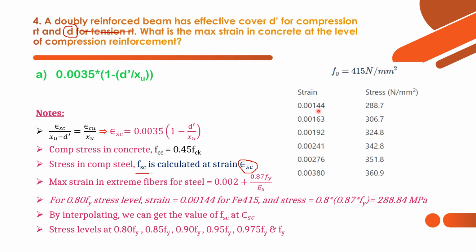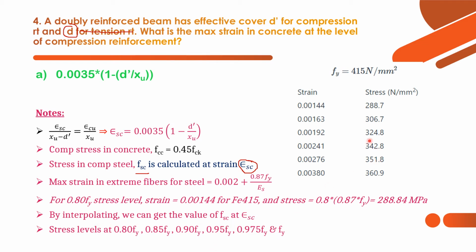For strain level 0.00144, stress is 288.7. This calculation we have seen as an example. Similarly, we can do the calculation for other stress levels like 0.85 Fy, 0.9 Fy, 0.95 Fy, and 0.975, and finally the Fy value. So we can get a table like this, and for corresponding strain value, for example, the strain value, this epsilon SC is 0.00275, then we can interpolate the value between these two, so that we can get the stress value as FSC.